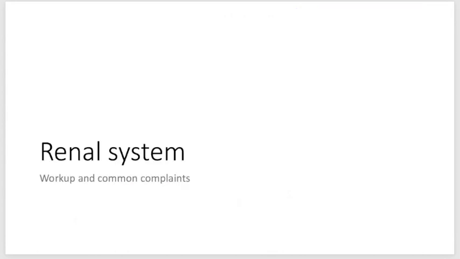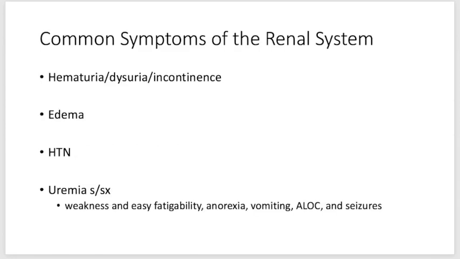Okay, so renal system workup and common complaints. When we're talking about this, we usually see hematuria, dysuria, incontinence, edema, hypertension, and then uremic signs and symptoms. Your uremic signs and symptoms are weakness, easy fatigability, anorexia, vomiting, altered level of consciousness, and risk of seizures.